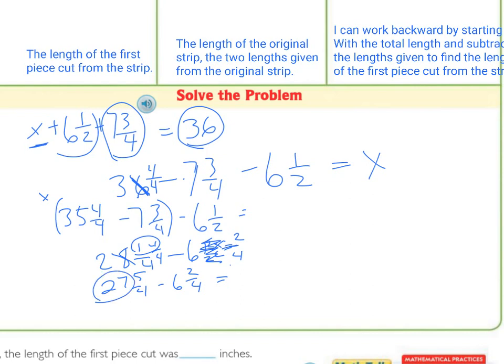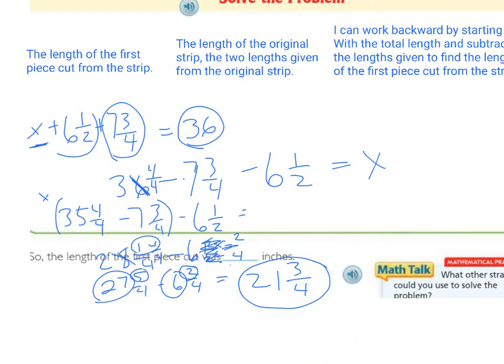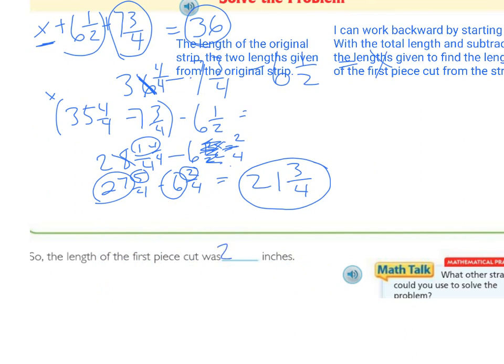27 minus 6 is 21. And 5 minus 2 is 3. And on the bottom, again, I have 4. So the answer is going to be 21 3/4. Let's move this up. So the answer is 21 3/4 inches. All right, so I'd like you to do the rest on your own or with a partner. I will also be on the carpet if you need anything. Good luck.